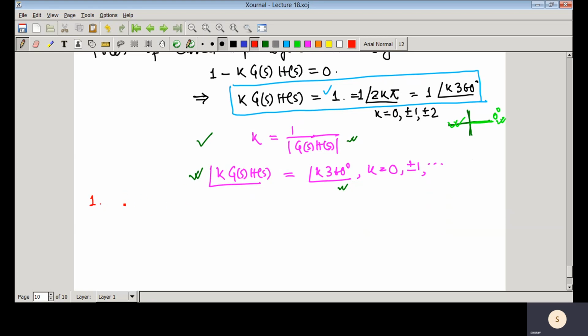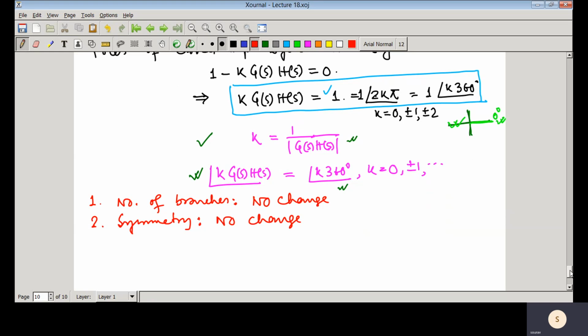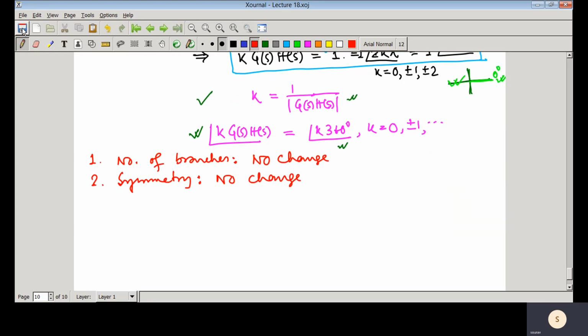So first of all, the number of branches. Basically no change, because the number of branches would be equal to the number of closed loop poles. So it is similar to that negative feedback case. Now what about the symmetry? Symmetry, again there is no change. So that means in case of positive feedback, that root locus is also symmetric with respect to the real axis.